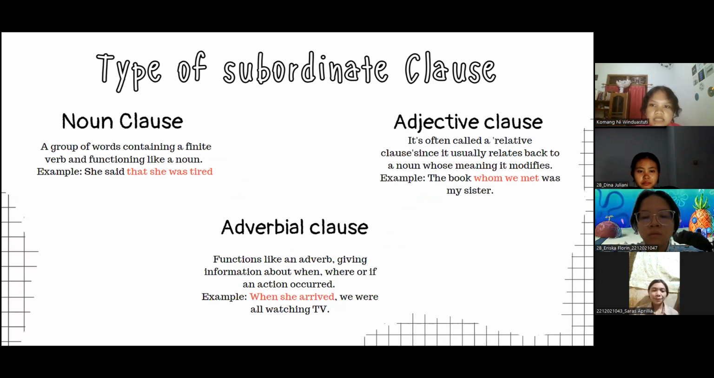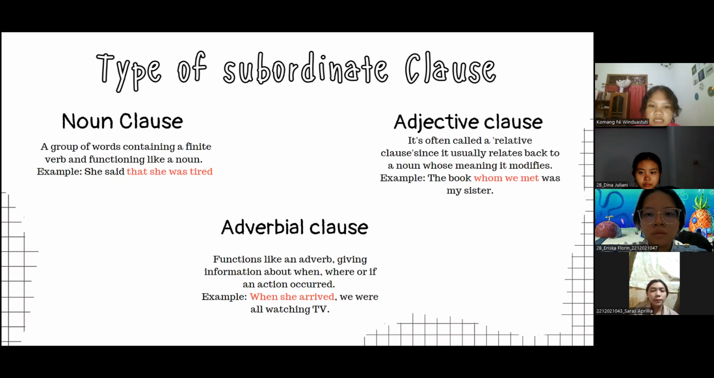And then adjective clause. An adjective clause is often called a relative clause, since it usually relates back to a noun whose meaning it modifies. For example, the book whom we met was my sister. And the adjective clause here is whom we met.